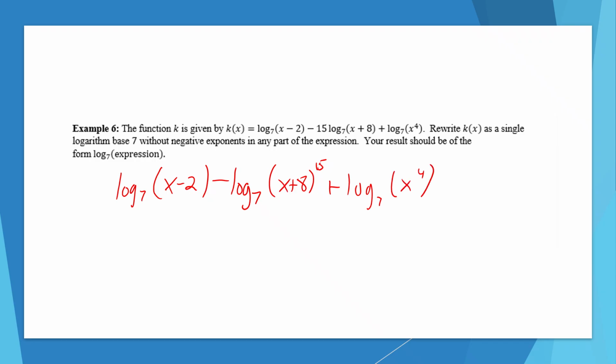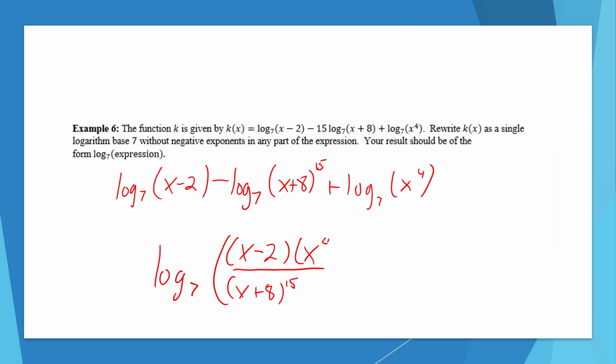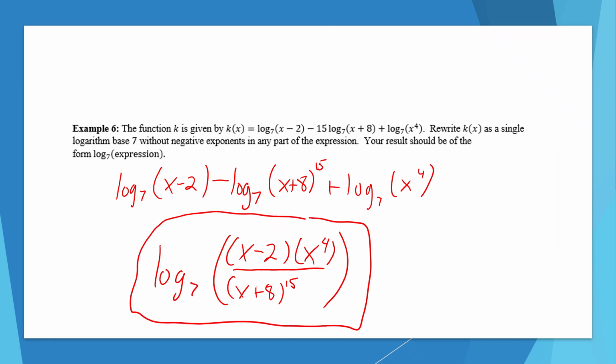Here, combining this into one fraction, I'm going to get log base 7, and then x minus 2 will go in the numerator, x plus 8 to the 15th will go in the denominator, and then x to the 4th will also just go in the numerator. Here, this would actually just be our final answer. So I know what you may be thinking, which is it's not fully simplified, right? You could FOIL out the x to the 4th to both the x and the minus 2 term. However, AP will not expect those simplifications.